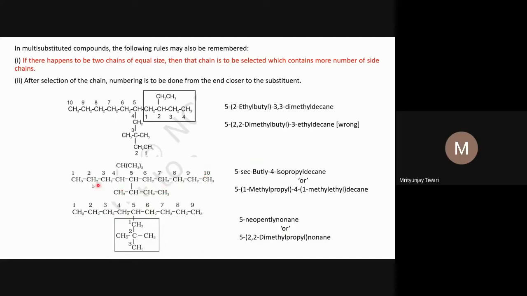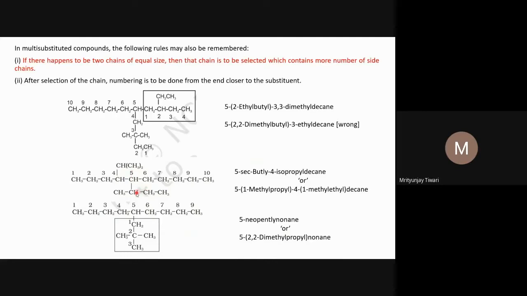Now the numbering will be from this direction, because these substituents, isopropyl and secondary butyl group, will get the positions 4th and 5th. In the other direction they would get the positions 1, 2, 3, 4, 5, 6, 6th and 7th. So the numbering will be in this direction, and what we get is 4-isopropyl, and this is secondary butyl.